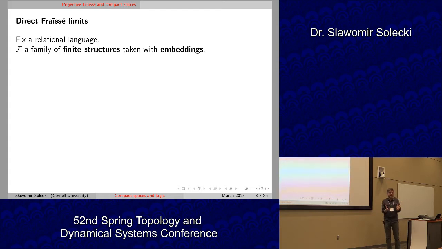So you fix the type of structure that you want. Fixing a language means you say, okay, I'm only interested in relations of this sort, relations R1, R2, R3 of this and this arity. You can throw in functions if you want. No problems with that, even though function symbols will not show up. And I consider these finite structures with embeddings.